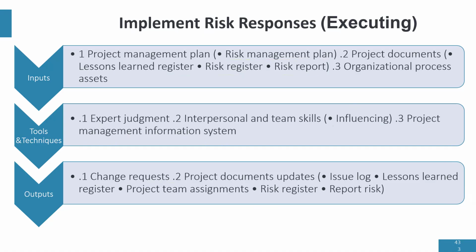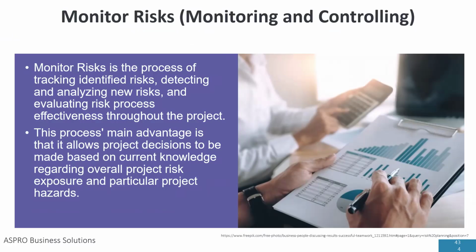Then the last process is monitoring risk. So in monitoring risk, this is the process of, number one, tracking identified risk, right? So we're tracking identified risk, detecting and analyzing new risk. Now, why are we detecting and analyzing new risk? Sometimes you don't identify risk all at the same time.